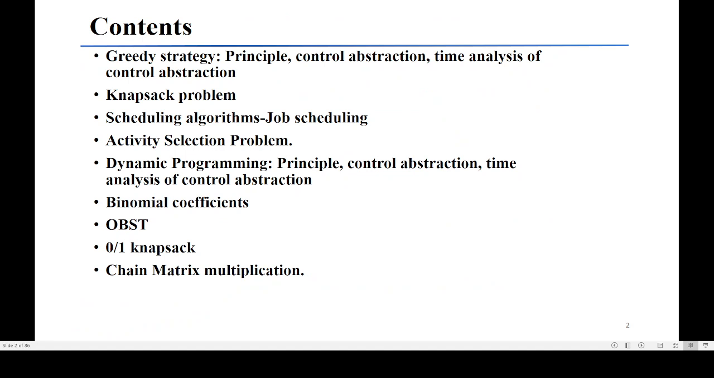In this unit we are going to learn about the greedy strategy, what is the principle of the greedy strategy, what are the control abstractions of the greedy strategy, and then the time analysis of the control abstraction of the greedy strategy.